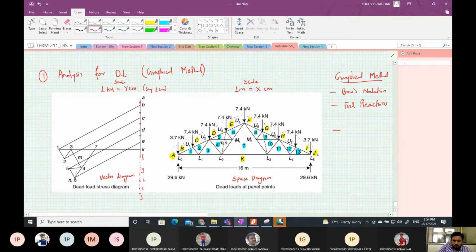Now, when you move from J to K, there is an upward force. So from this J point, you draw a scale line of 29.6 in the upward direction. So from here, you draw a point 29.6 upward, and you will get this K point. Okay. So you have this load vector. This is the load vector.